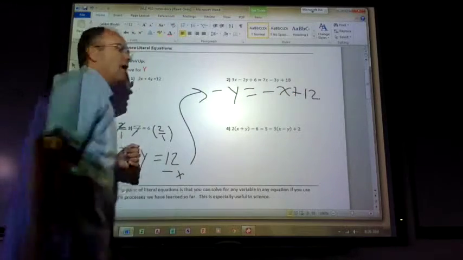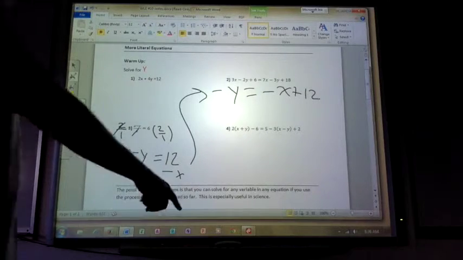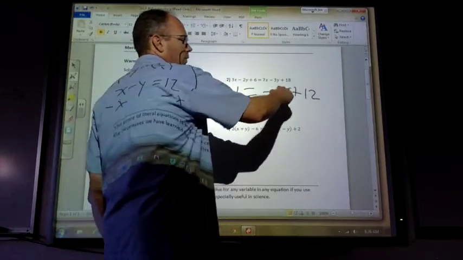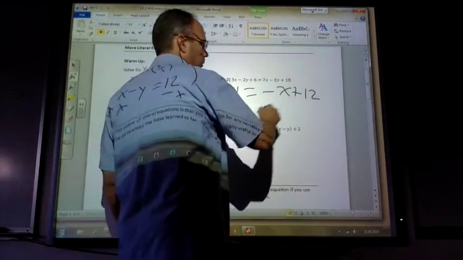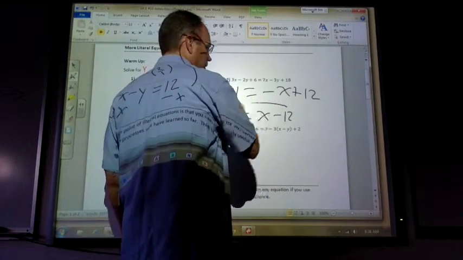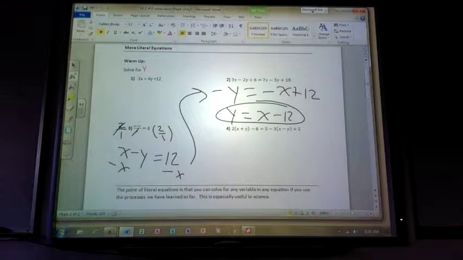I don't want to have a negative with the variable, so what should I do to everything? Multiply by negative 1. So if I multiply this by negative 1, I get? If I multiply this by negative 1, what do I get? X. If I multiply this by negative 1, I get? Negative 12. Done. Not too bad, is it?